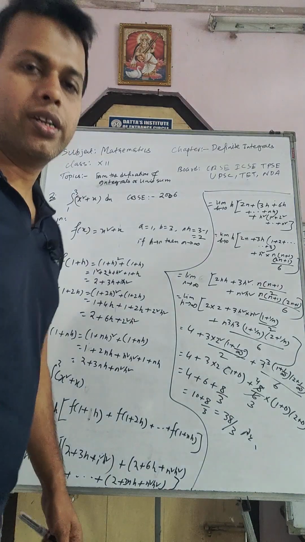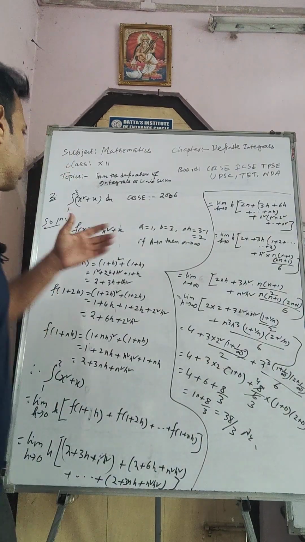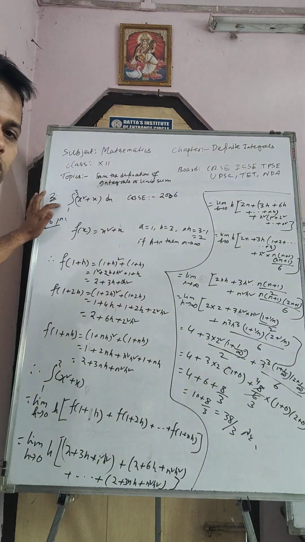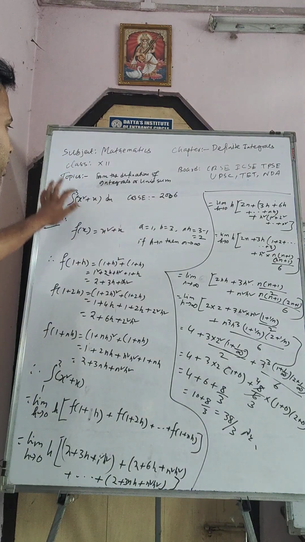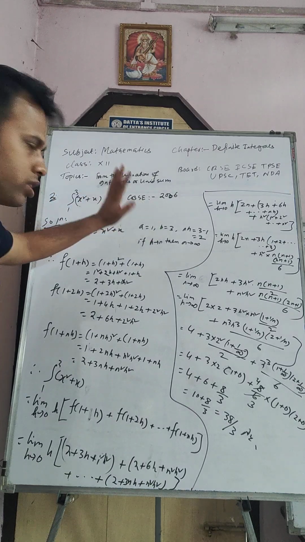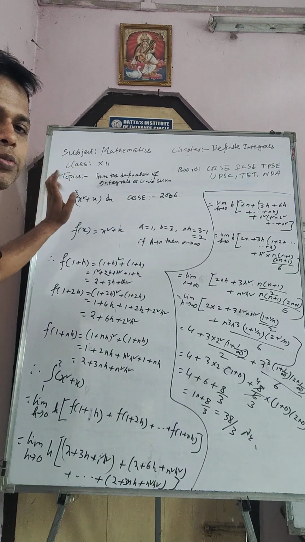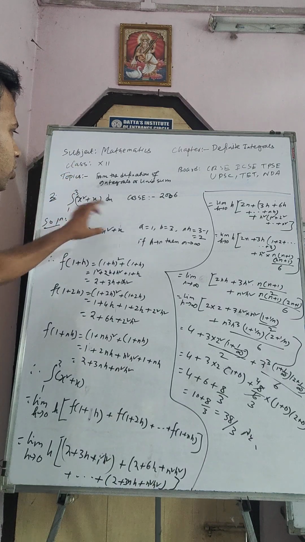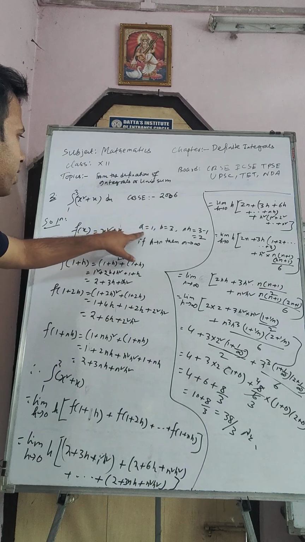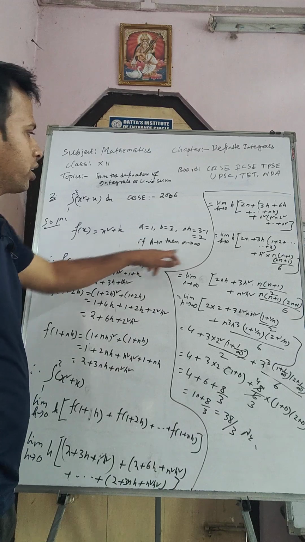Okay, so let me explain again. The question is like that: integration 1 to 3, f(x) is x square plus x, and this question came in CBSE 2006. Now we have to find out the value of this by using the sum of integrals. Okay, so f(x) is this one, a is 1, b is 3, and n is 3 minus 1, that is 2. If h tends to 0, then n tends to infinity.